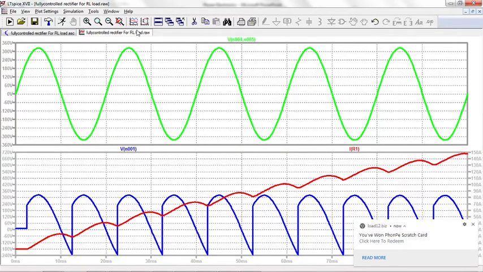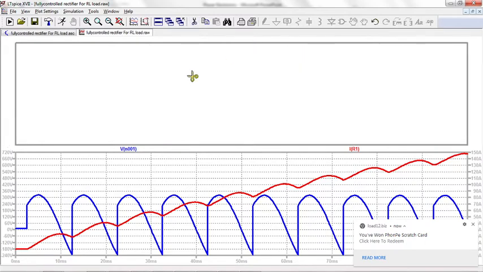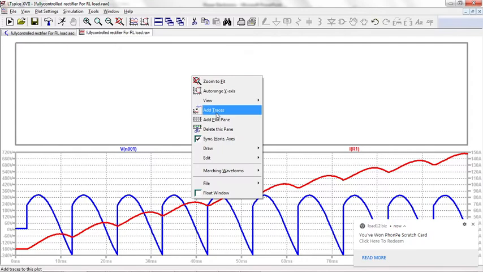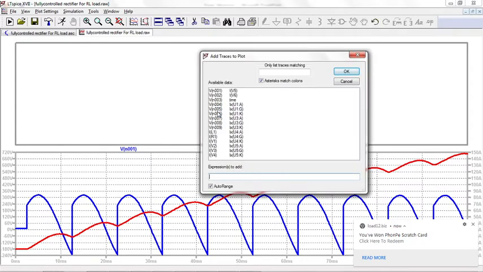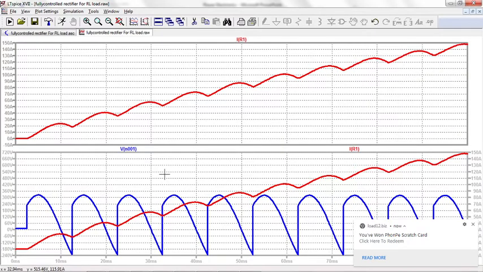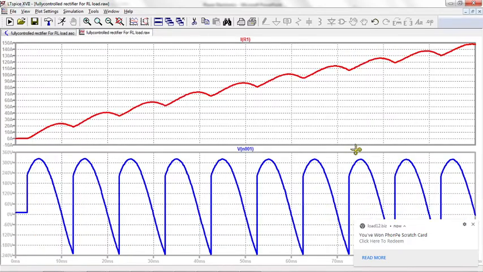See here, just think about this. Here it is at 0 amps, correct?